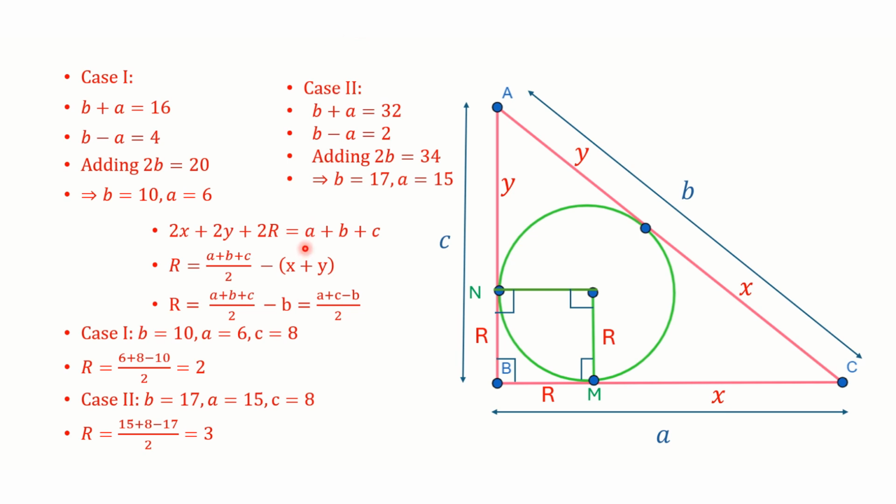So there are two possibilities. In the first case, you can have a radius of 2 units or you can have a radius of 3 units. So this is the answer for this problem. There are two answers: 2 units is possible and 3 units is also possible.